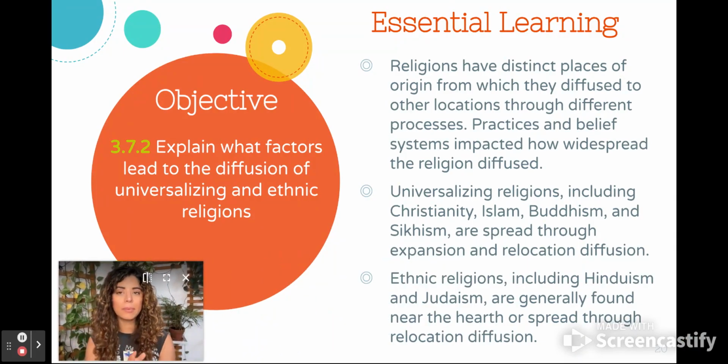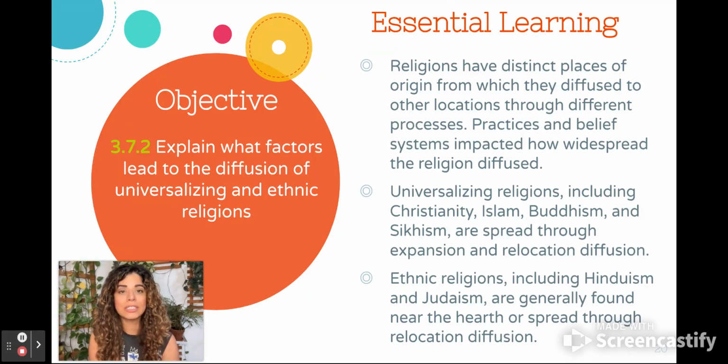So essentially, you need to be able to explain what factors led to the diffusion of universalizing and ethnic religions. These are two terms that we will be reviewing today. And for this essential learning, as you can see, there's quite a few things that you do need to make sure that you have mastered for the exam.